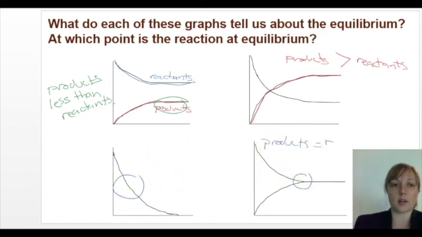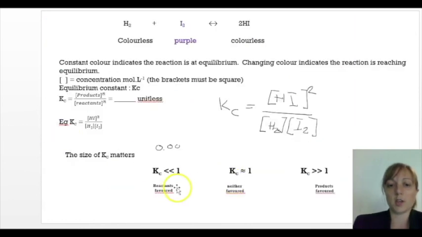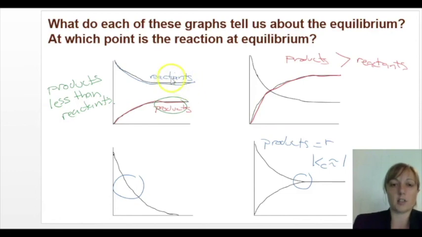Alright, so let's have a go at our Kc values. So just a bit of a refresher. We know that this Kc value is approximately equal to 1. So let's just flick back and double check. So if we have more reactants, we're going to have a really small Kc value, so much less than 1. So let's go and fill that in. So our reactants were favoured in this graph. So our Kc value here is much less than 1. So on this side, our products were favoured, so our Kc value is much greater than 1.